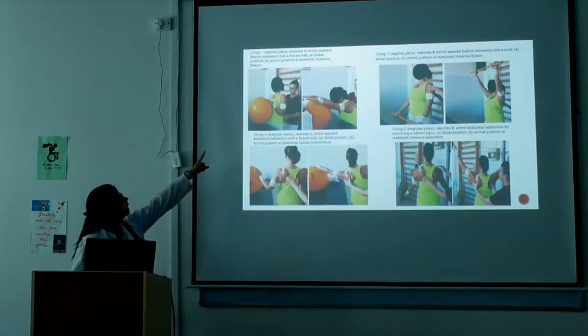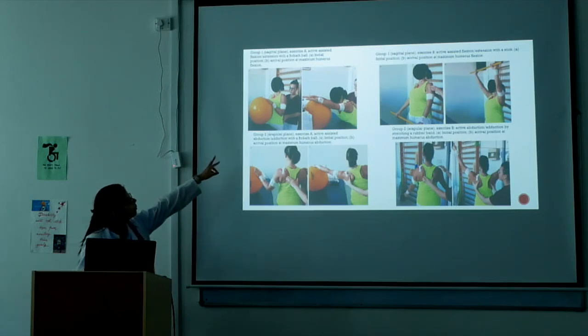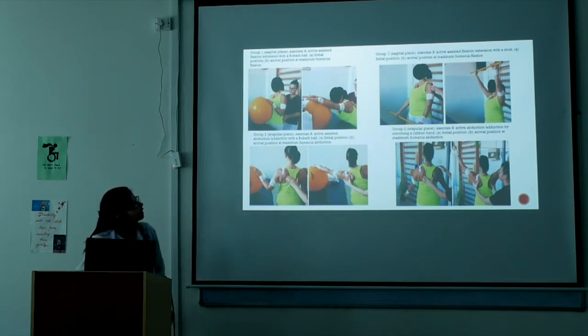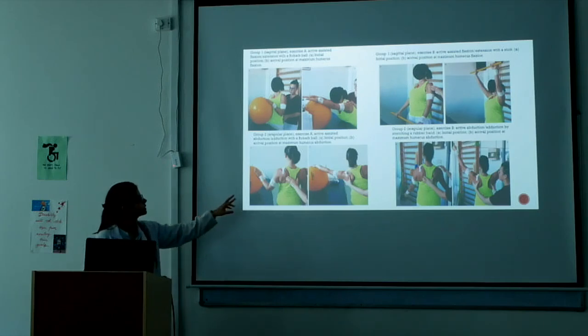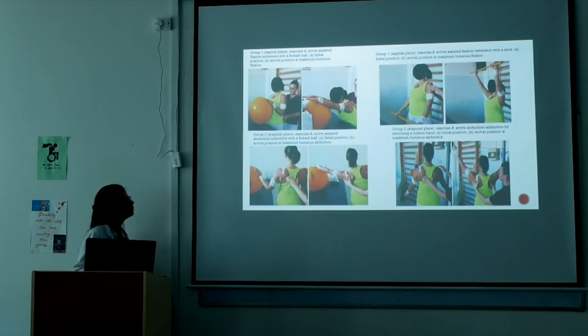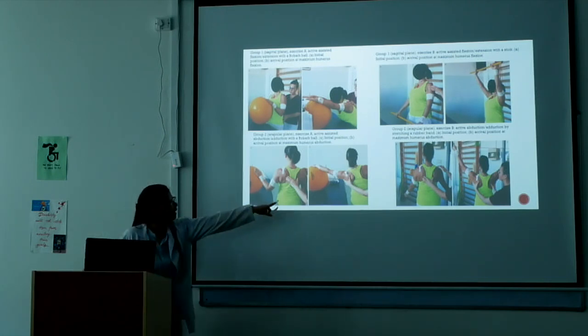For group 1, the exercises would be in the sagittal plane: active assisted flexion and extension using a Bobath ball. Group 1 sagittal plane, exercise B, would be active assisted flexion and extension with a stick. In group 2, the exercises are in the scapular plane: active assisted abduction and adduction with a Bobath ball. This is the initial position and this is the arrival position.